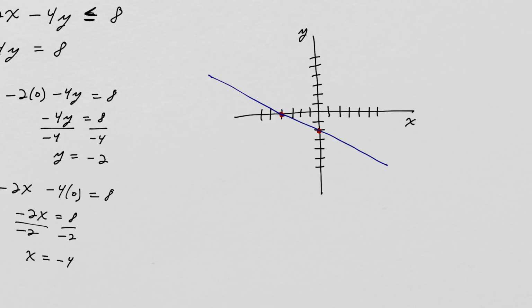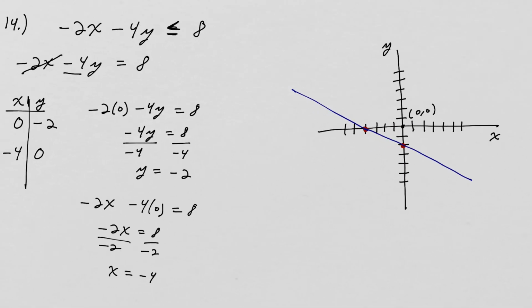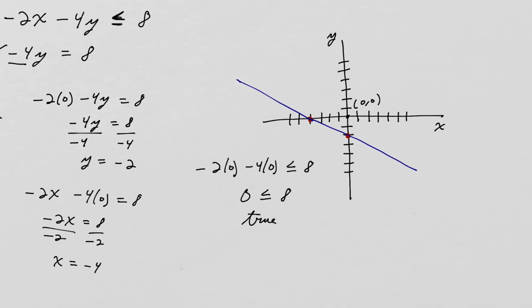I need to choose a test point, right, to test. Again, since it's available, let's use 0, 0. It's just easy to plug in zeros. So now I have to go back to the inequality. So I have negative 2 times 0 minus 4 times 0 is less than or equal to 8. Well, negative 2 times 0 is 0. Negative 4 times 0 is 0. So this is just 0 is less than or equal to 8. That's true. And since I got true, remember, the side on which the test point lies, if you get true, that's the side that gets shaded. So this side should be shaded.